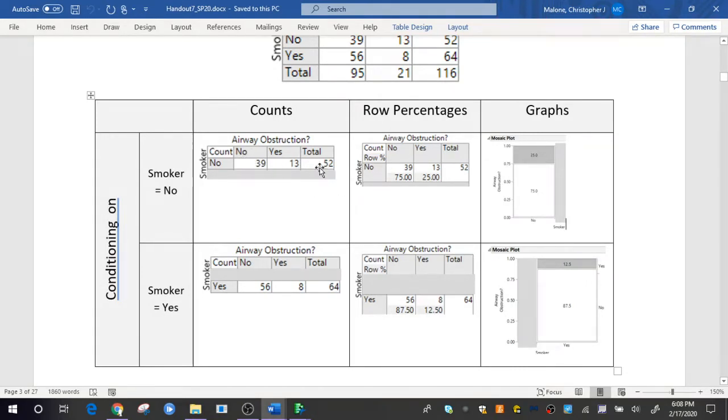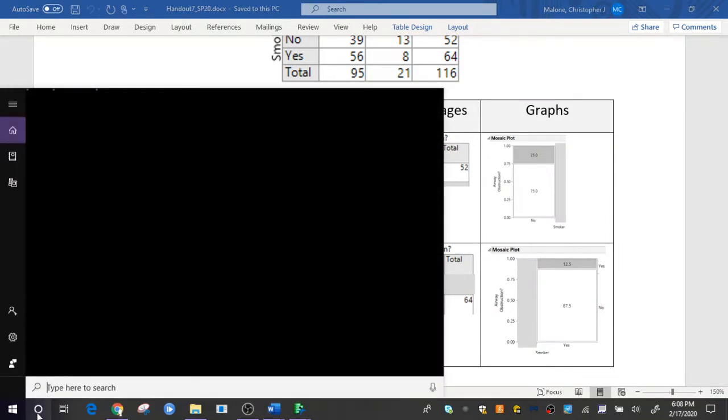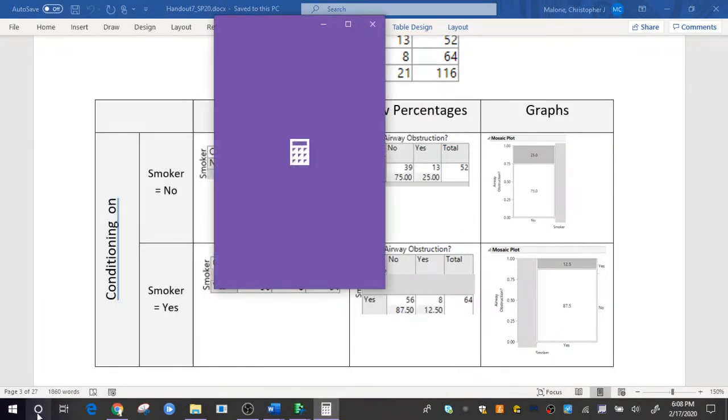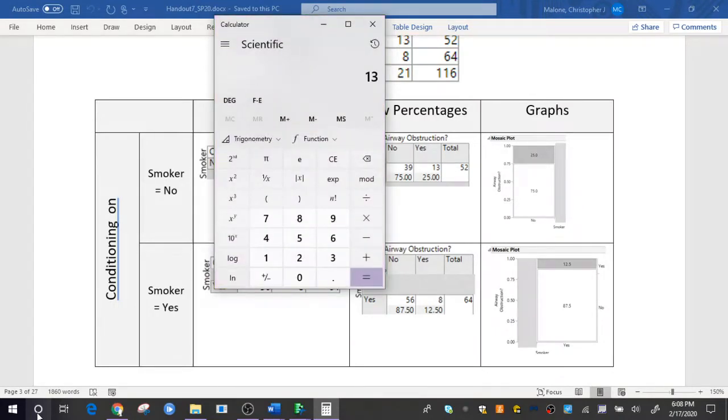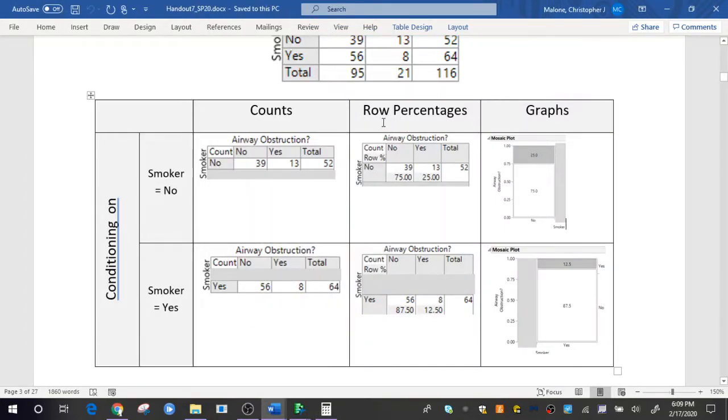Now what kind of summaries can I do on that first row? Well, I can compute percentages. So for example, I could ask how many of my non-smokers have an airway obstruction? Well, there were a total of 52 non-smokers and 13 of them had an airway obstruction. So I could quite simply, on my calculator or phone, take 13 divided by 52. That would give me the percentage of my non-smokers that had an airway obstruction, and that is 25%. And those are computed by what's called the row percentages.